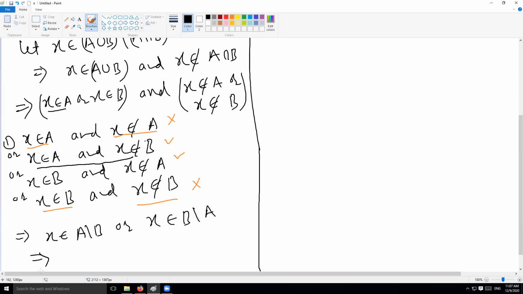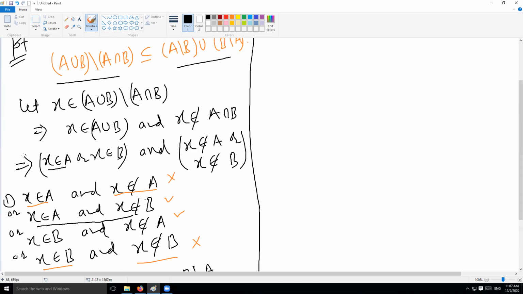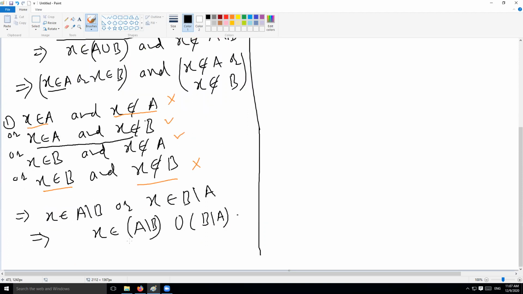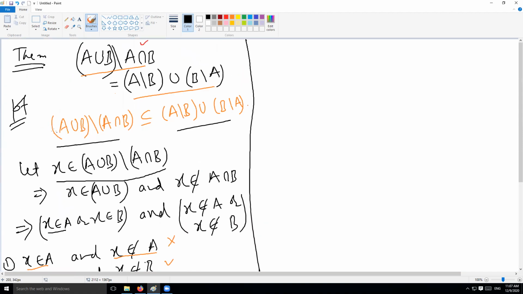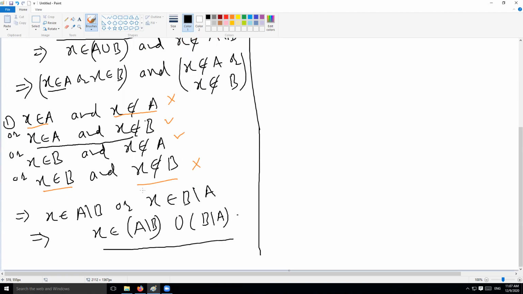But what does this mean? This means that X is in A union, or do you say B minus A actually? Okay. So what does this prove? We picked an element from this set and we showed that the same element is here. Okay. And so this means that this must be a subset of J.